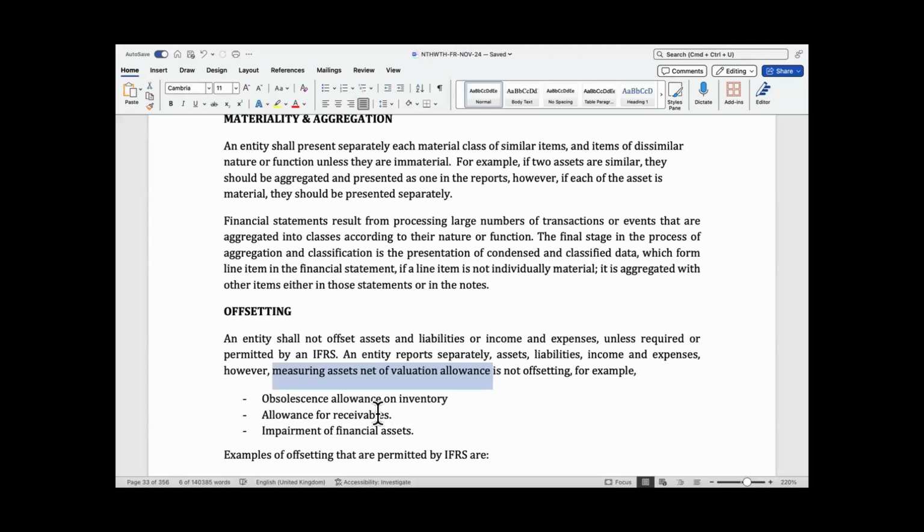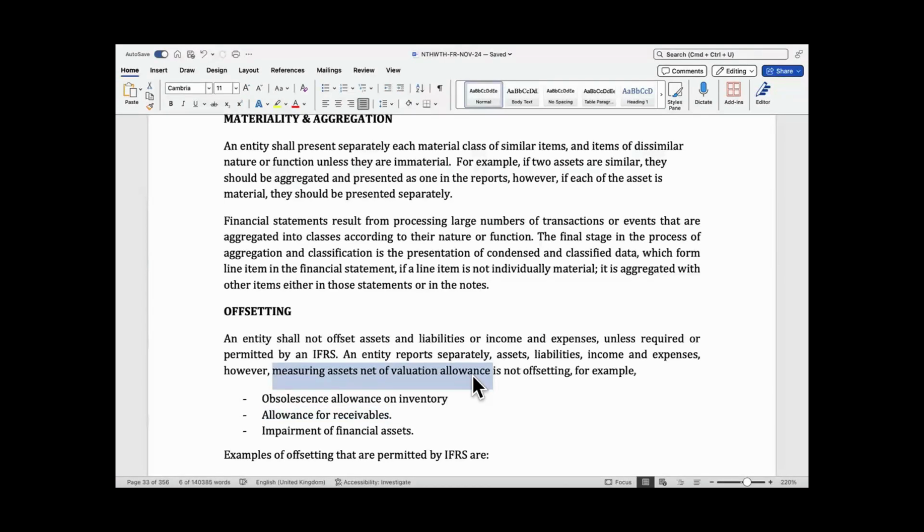Or when we remove some of our receivables that might not pay, or even when we remove depreciation from the cost and we present carrying amount, that one is not offsetting. Those are measuring assets net of valuation allowance. Those ones are not offsetting. So don't mistake that with offsetting.